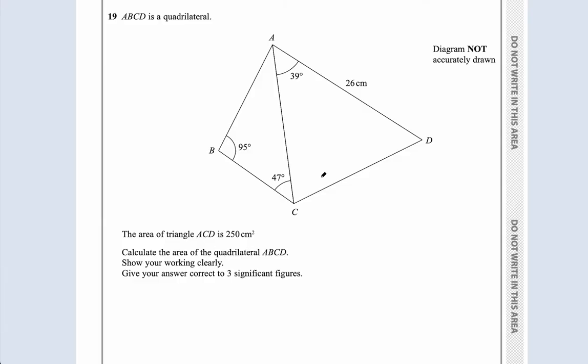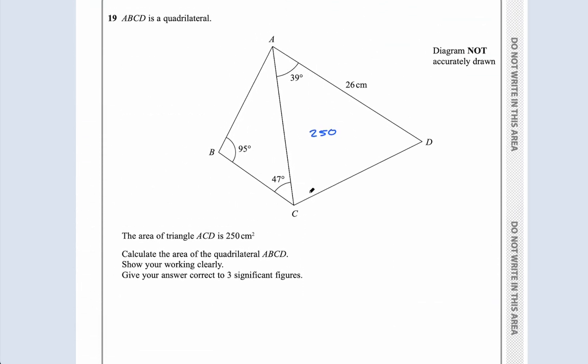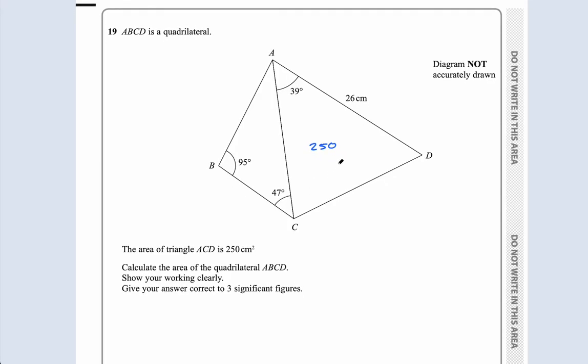ABCD is a quadrilateral. The area of triangle ACD is 250 centimeters squared. I'll just write 250. Calculate the area of the quadrilateral. So we want the whole quadrilateral. So I need this area basically. Show your working clearly. Give your answer to 3 significant figures. This question, guys, is hard. In fact, look, it's 6 marks and they've given us 2 pages to do it. So it definitely must be hard.